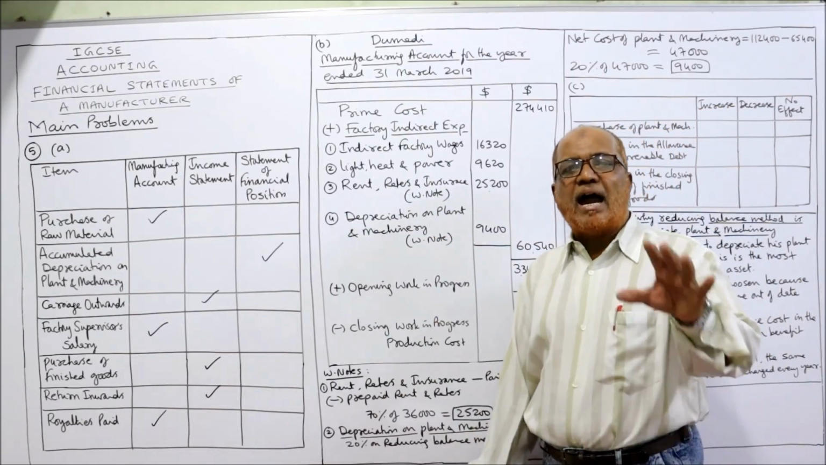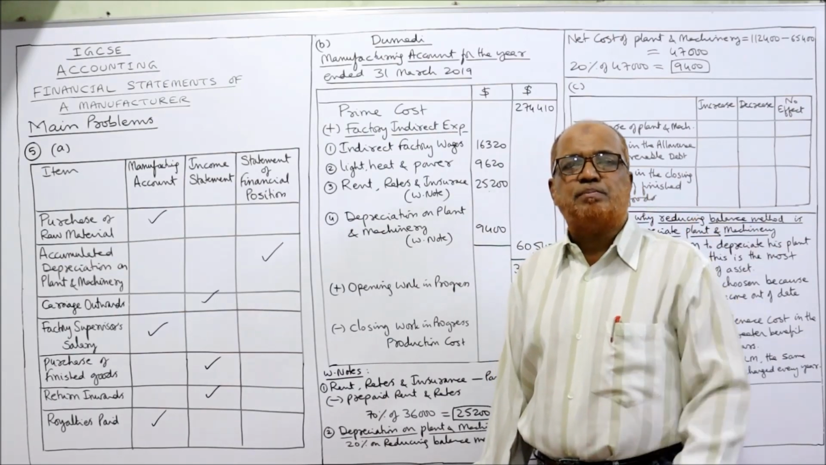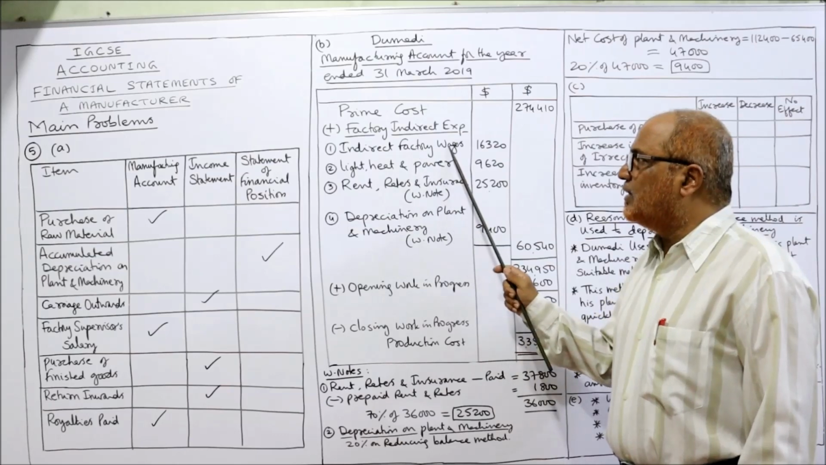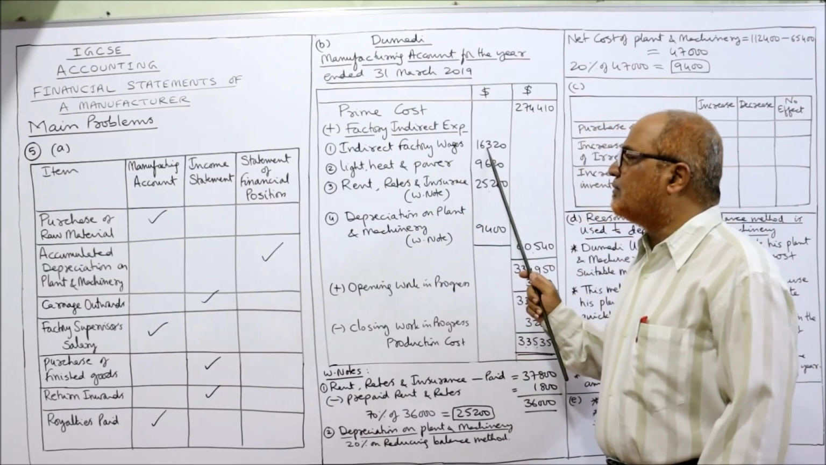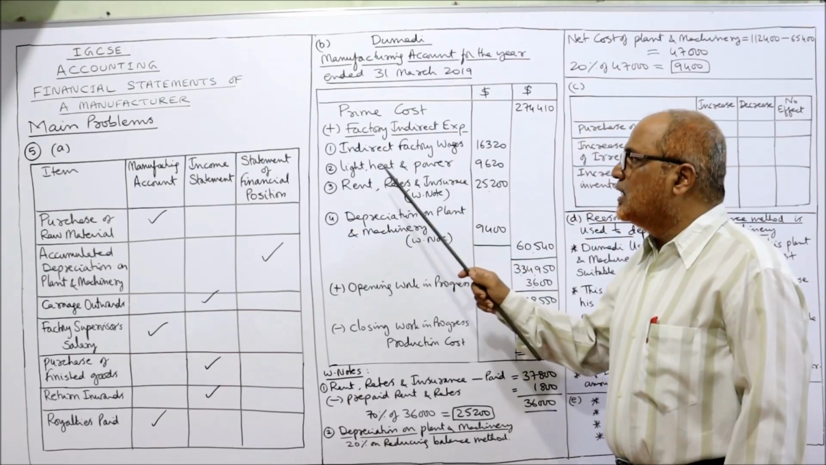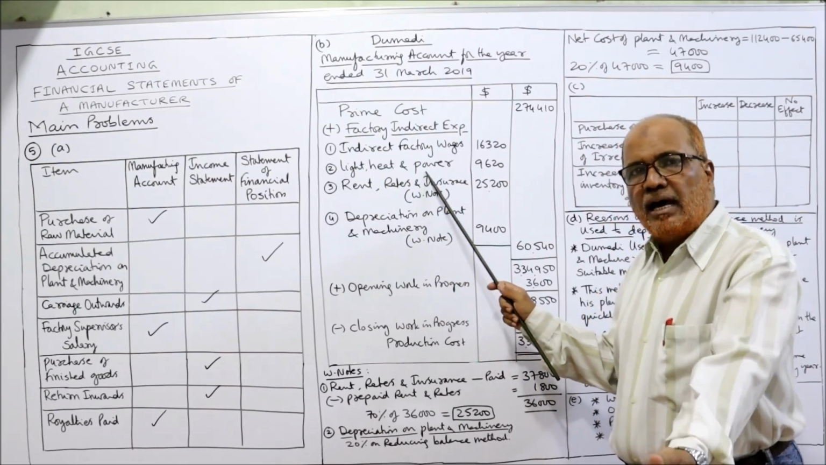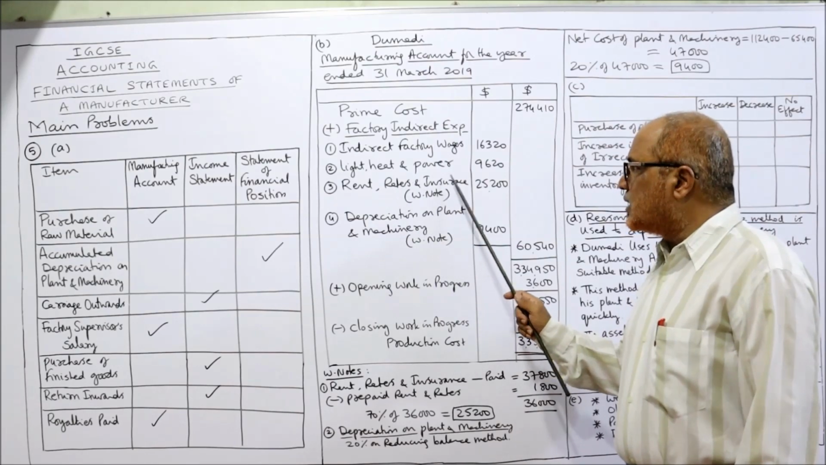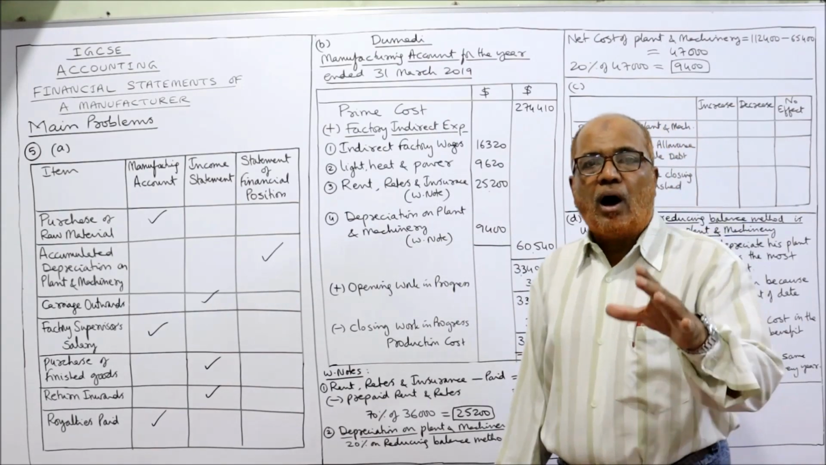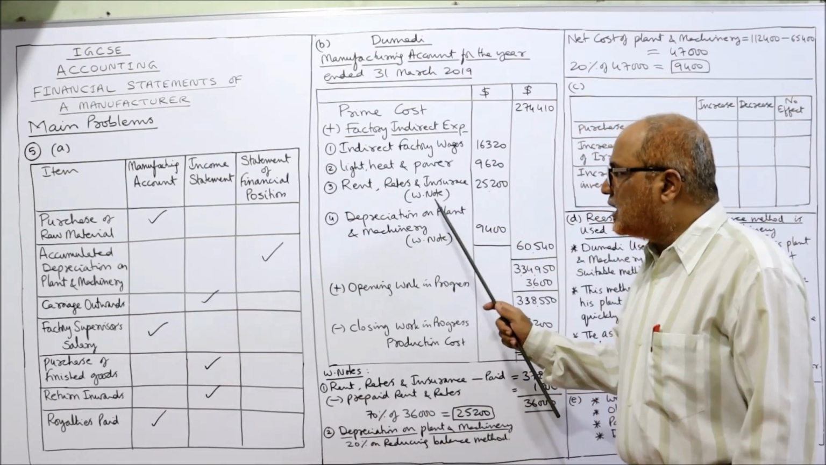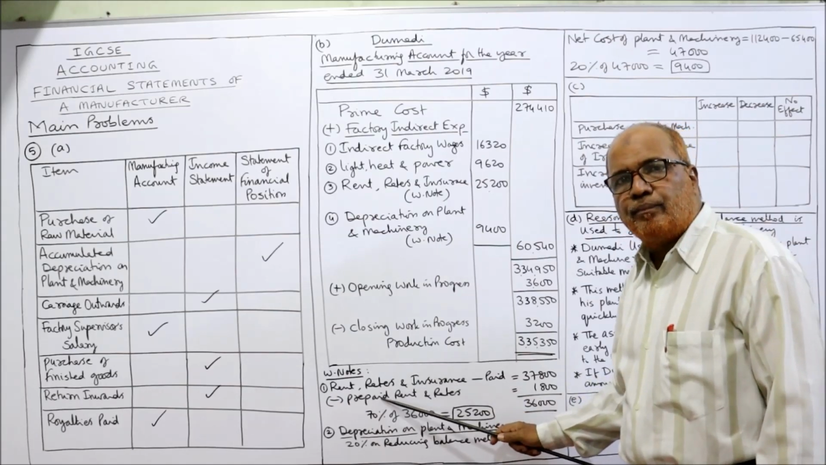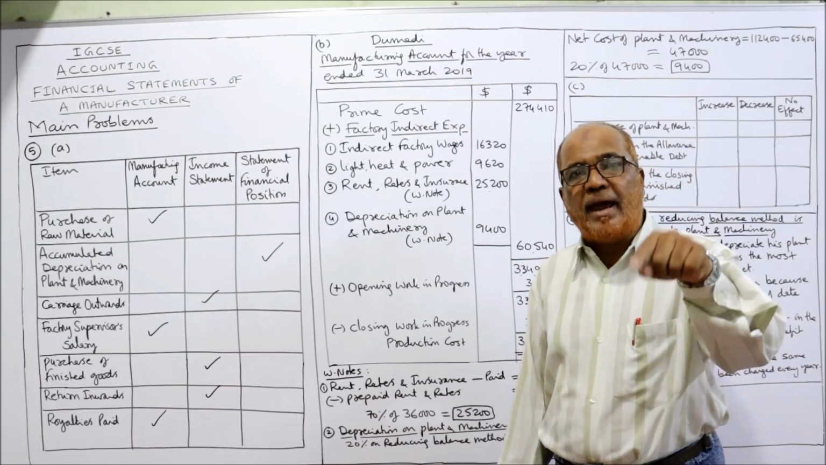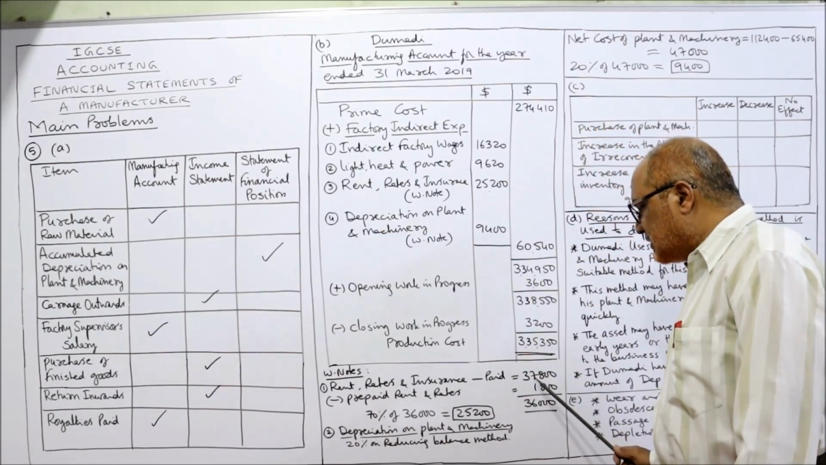To prime cost we add indirect factory expenses. Indirect factory wages, given in the problem directly, I have taken 16,320. Light, heat and power, directly given, 9,620. Rent rates and insurance 25,200. How we got 25,200, in working note I have explained here. So actually rent rates and insurance paid amount is 37,800.